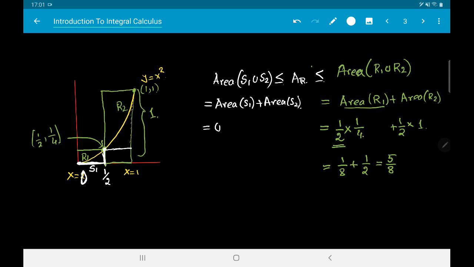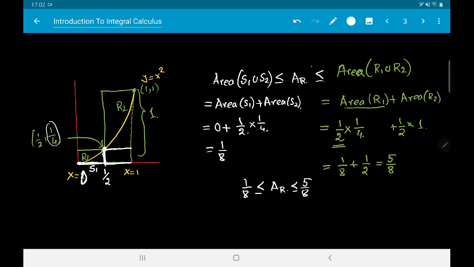What is the area of S1? 0. For the area of S2, we know that the base of the rectangle is equal to half. And what is the height of this rectangle? This will come from the y coordinate of this point, and this is nothing but 1/4. So what we get is 1/8. So I have probably convinced you by now that the area of R is less than or equal to 5/8 and greater than or equal to 1/8.